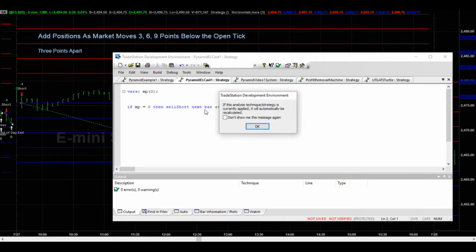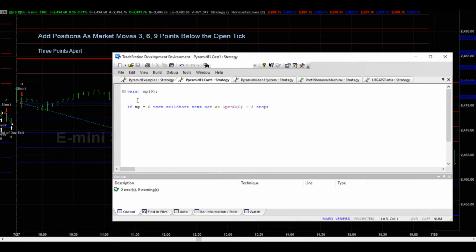Hey, it compiled. Wonderful. Okay, so this makes sense thus far, right? If market position equals 0, then sell short next bar at open of the day minus 3. Now, how does MP know if the market position is equal to 0? Well, we have to define that. We got to say, okay, MP is equal to the current market position. Market position is a built-in function in TradeStation EasyLanguage. So the first thing I do on every bar, I'll say, what is the market position? Market position will be stored in the variable MP.